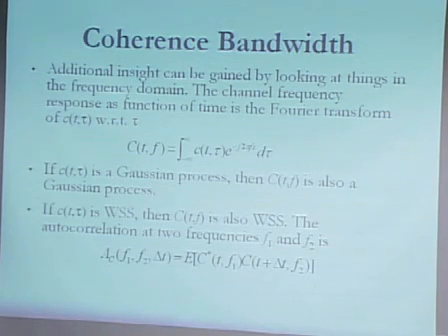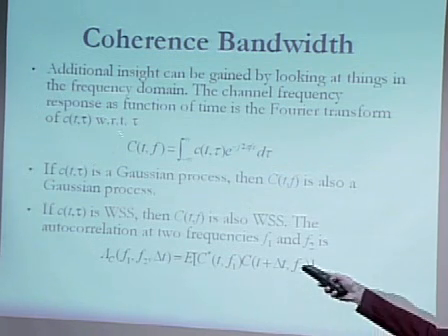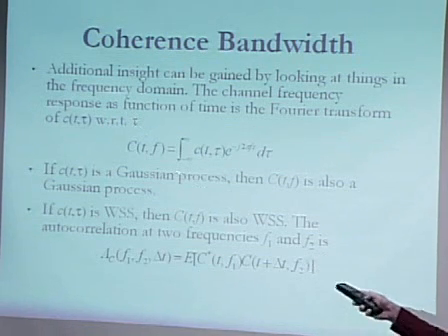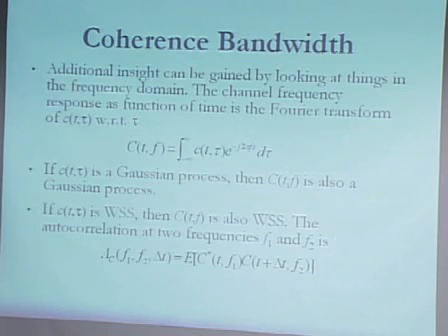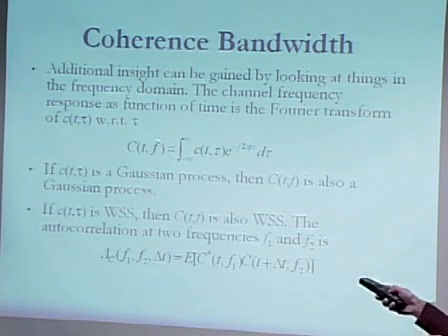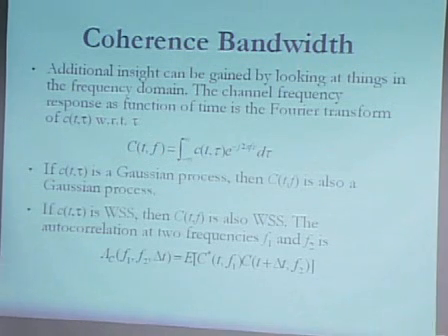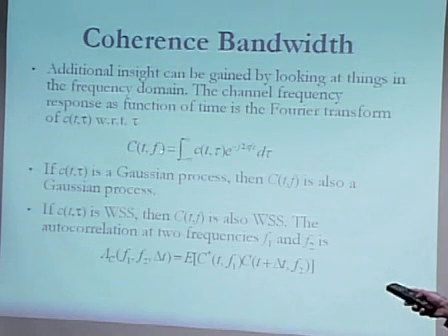So indeed, let's get some additional insight by looking at things in the frequency domain. How do we go to the frequency domain? Well, we take a Fourier transformation. We take this time-varying impulse response, little c, and we compute its Fourier transformation with respect to tau, which is this transformation. And we get capital C, which is now a frequency response, so it's a function of frequency, and it's also a function of time. So this is the response at time t and frequency f.